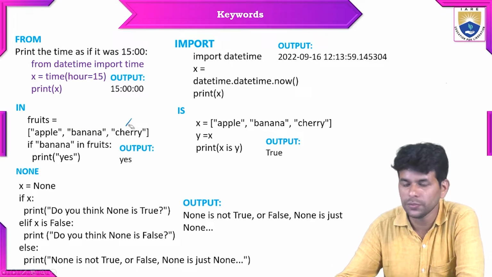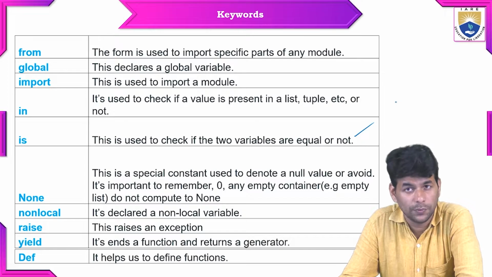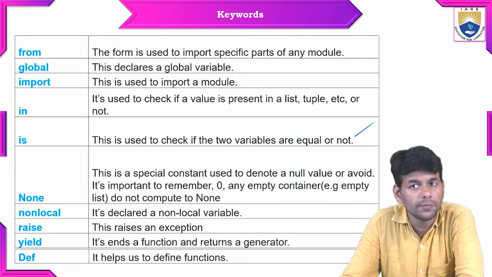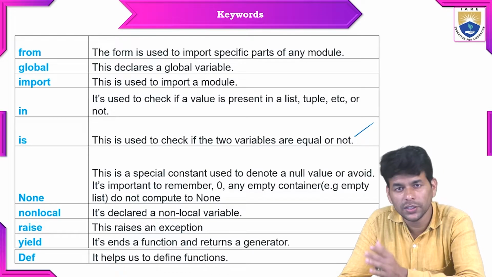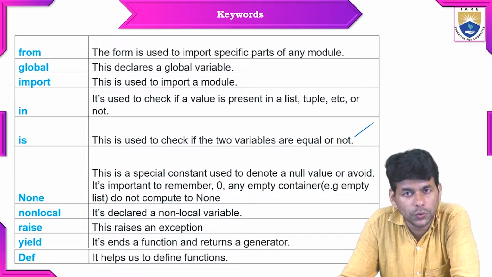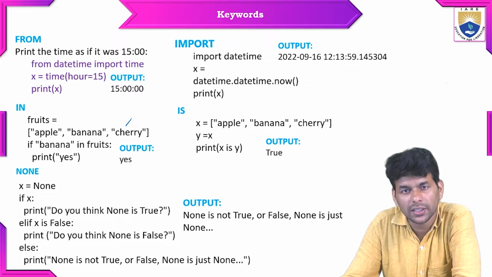The next keyword I am having here is the is keyword. What is the is keyword? We will take an example. This is used to check whether two variables are equal or not. The is keyword is used to check that whether two variables are equal or not. Let us take one example here.